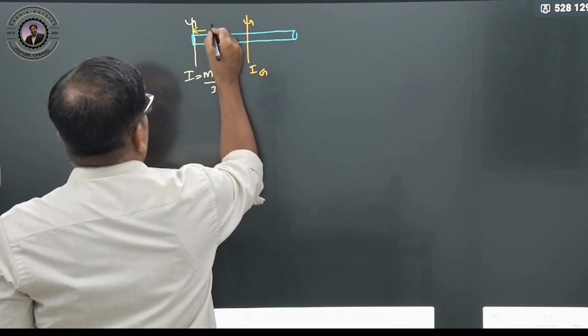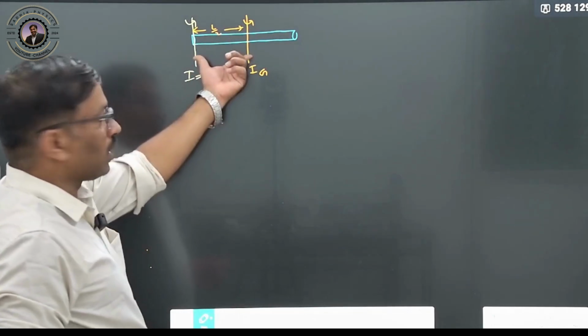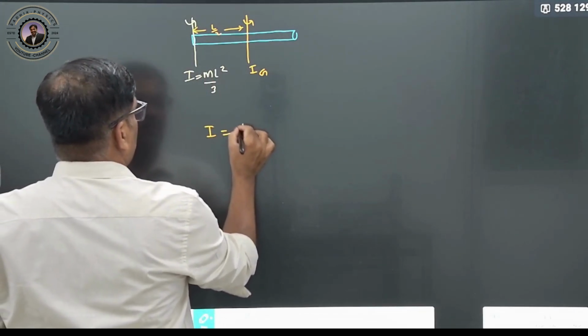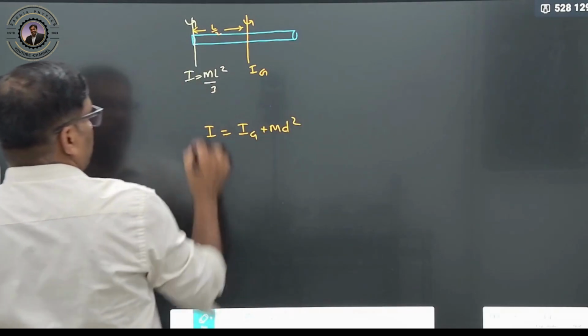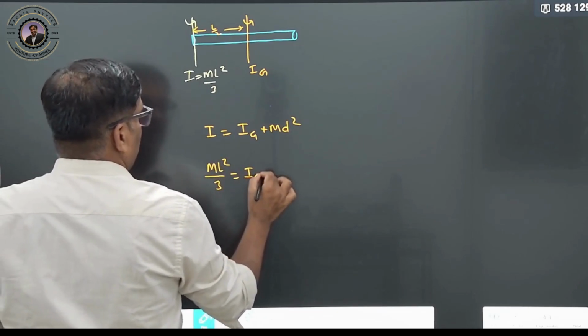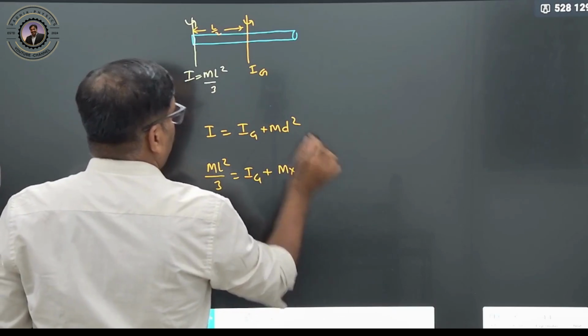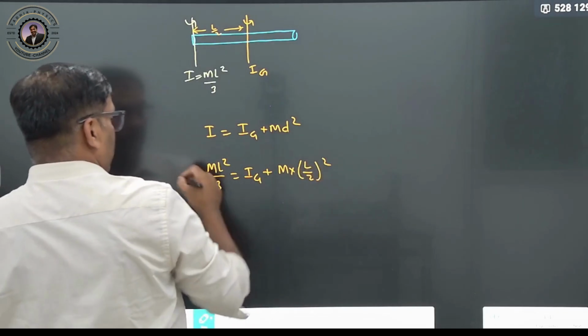That means this distance is L by 2. We can use the parallel axis theorem, since both axes are parallel. Now you can write I = Ig + m d². I is ml² by 3, therefore ml² by 3 = Ig + m into (L by 2) whole square. Why? The distance d is nothing but L by 2. So, ml² by 4 is taken here.